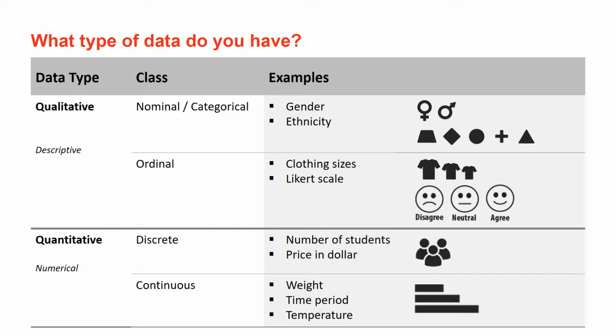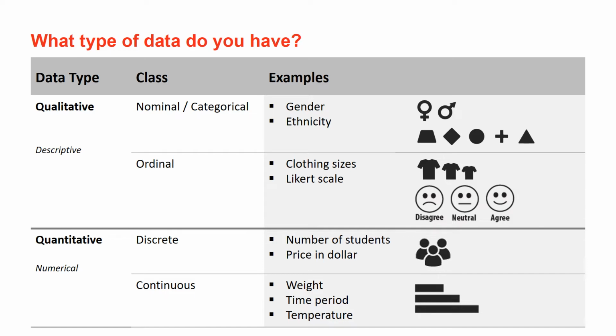Another class of qualitative data is ordinal data, where there does exist an inherent ordering between data items, but we cannot measure the difference between them. For example, clothing sizes are clearly ordered from extra small to extra large, but it's not clear how much bigger each size is over the smaller one. Also, a Likert scale with data items such as disagree, neutral, and agree is ordered, but it's not clear how much gap there is between disagree and neutral and agree.